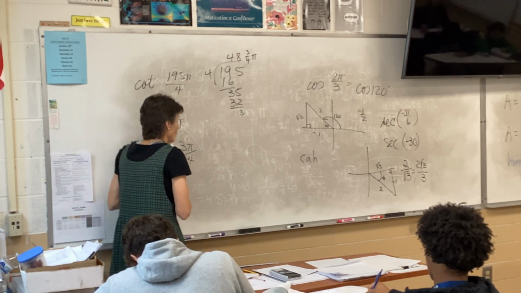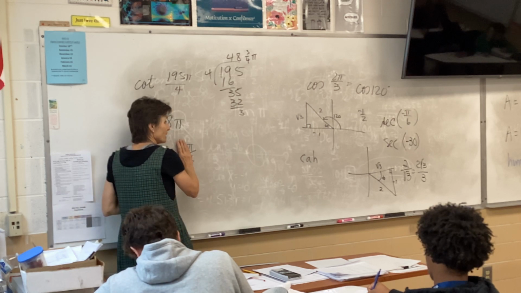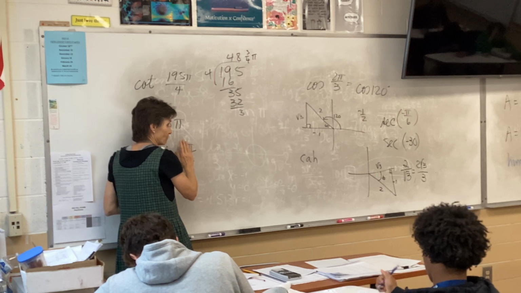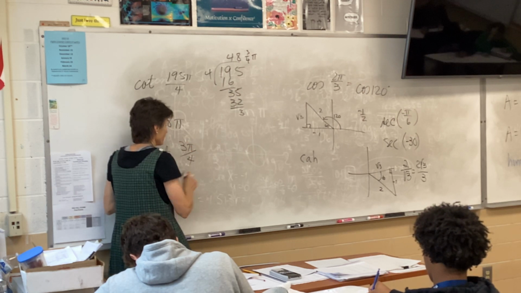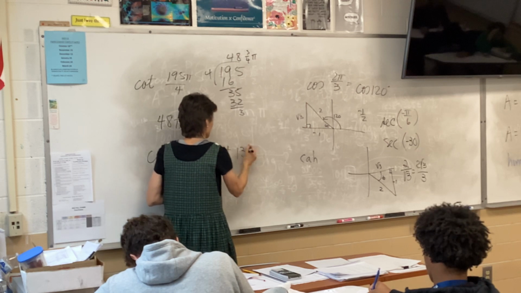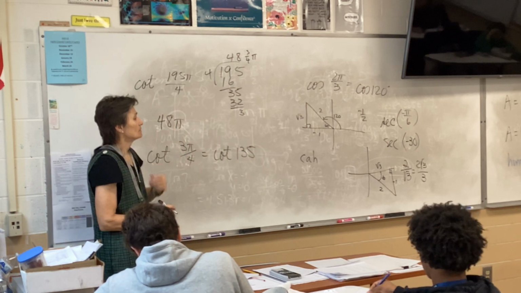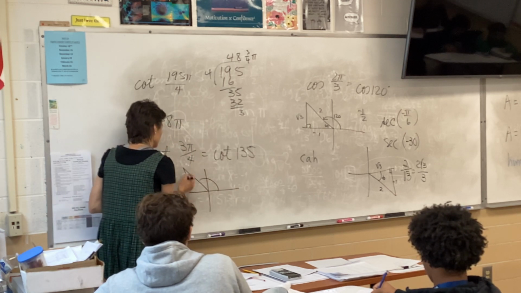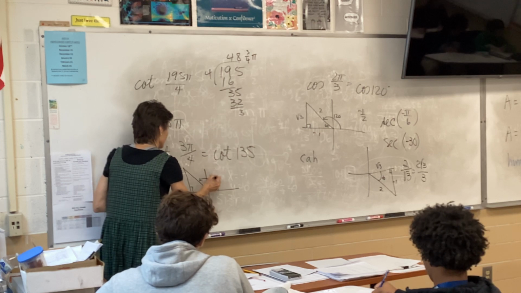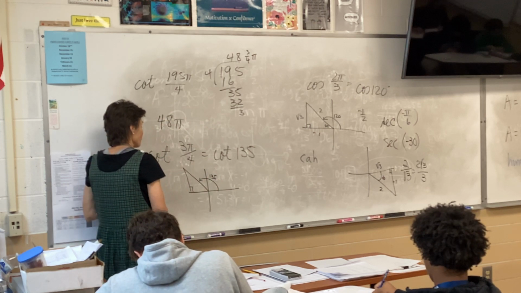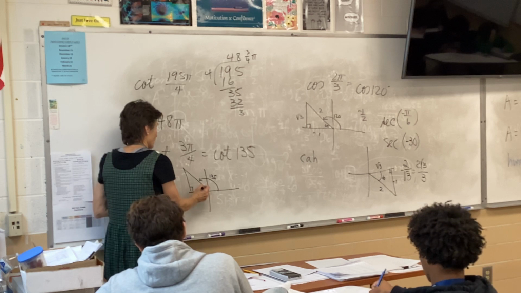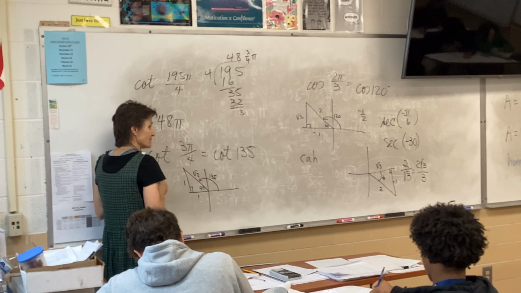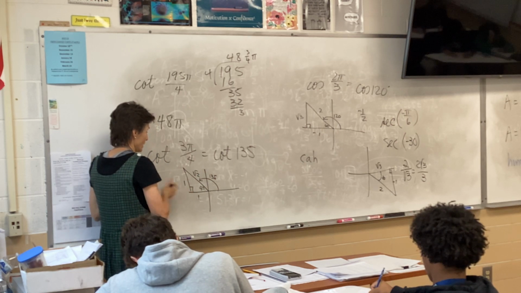So 3 pi over 4. Well, pi is 180. A fourth of that is 45. And 3 45s is 135. So 135 is over here, which makes my reference angle 45. So 1, 1, root 2, bing, bing, bing. I'm still not in quadrant 1, so negative down here.